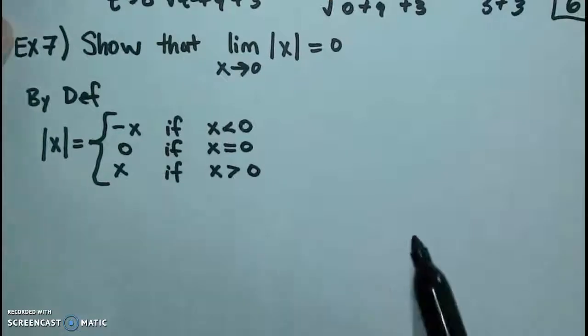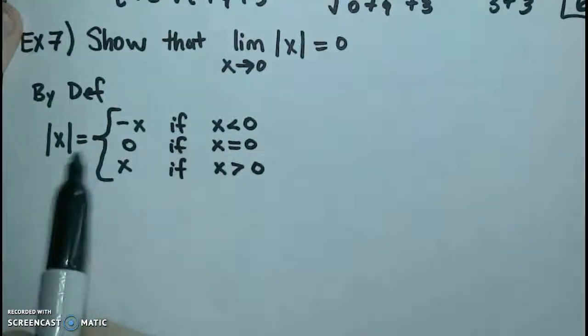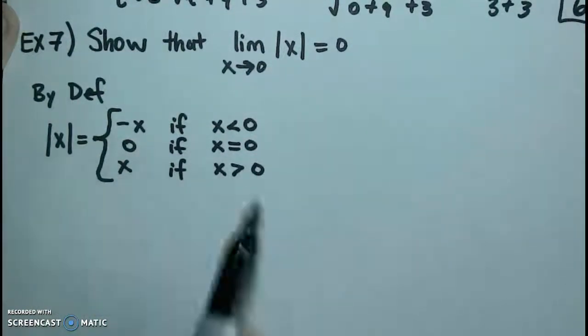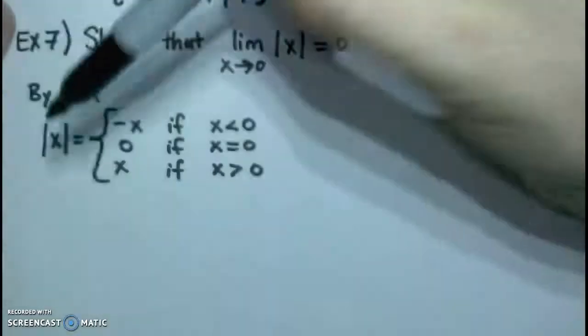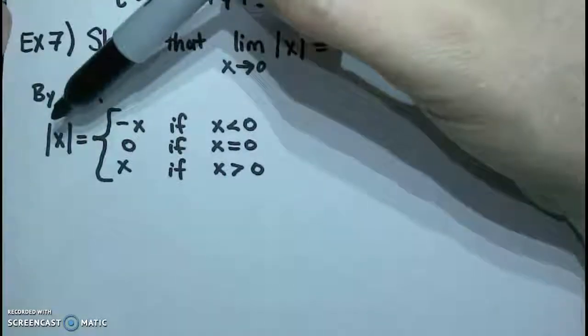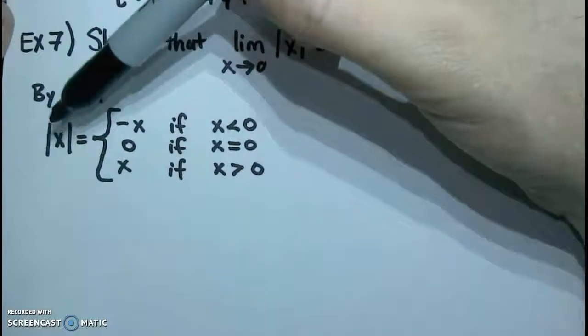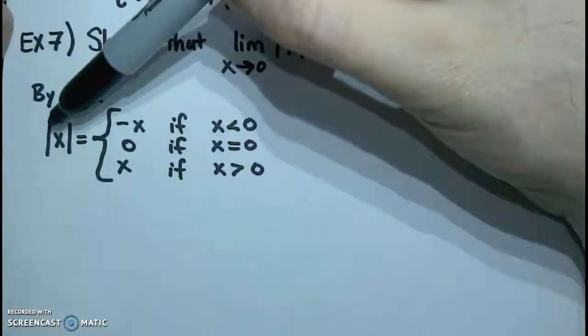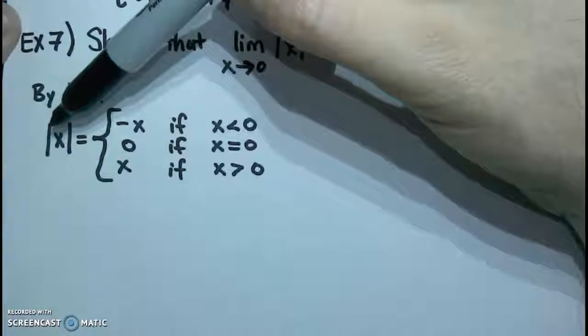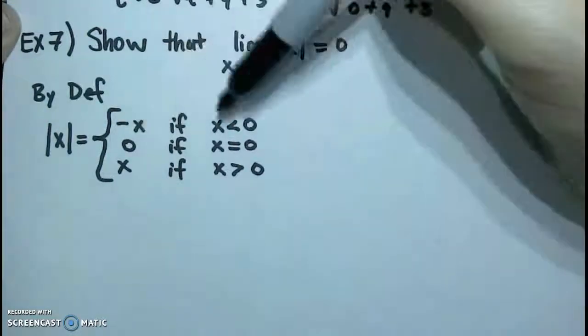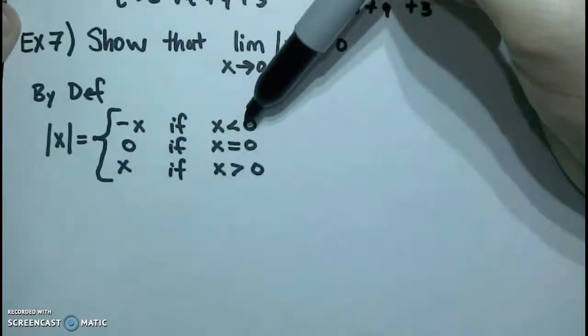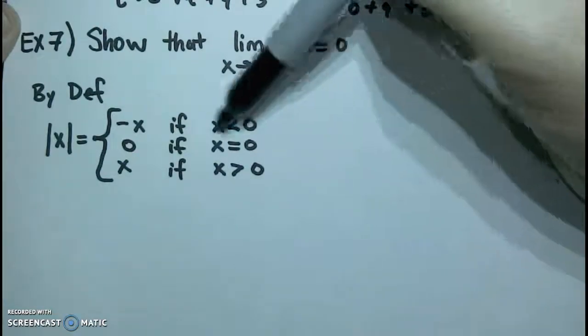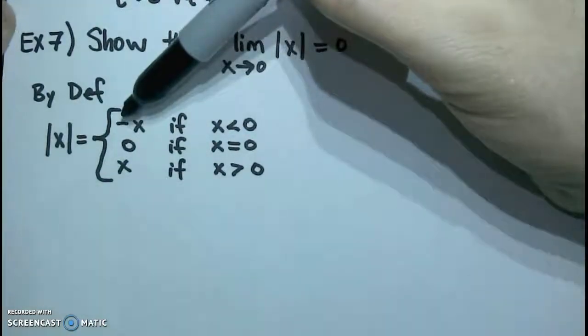So this is how the absolute value function is defined by definition. So if we have a negative value in the absolute value, it takes that negative and turns it positive. So that's what we see here. If x is negative, if it's less than 0, then we take the negative, we add a negative to it, we multiply by a negative, and that turns it positive.